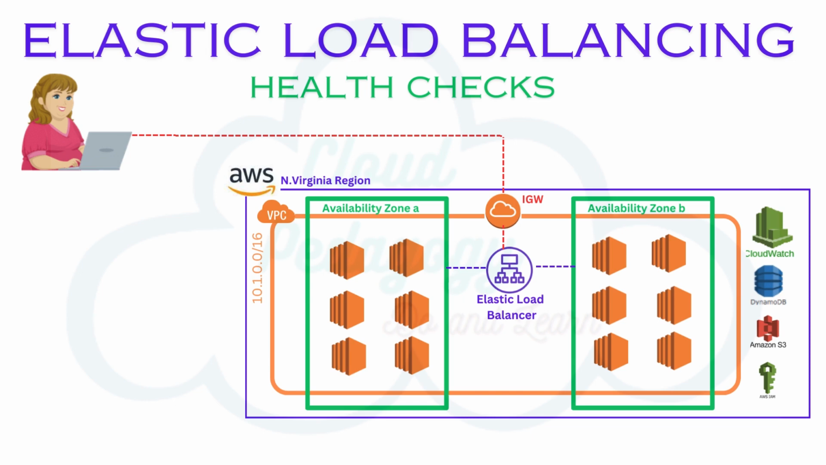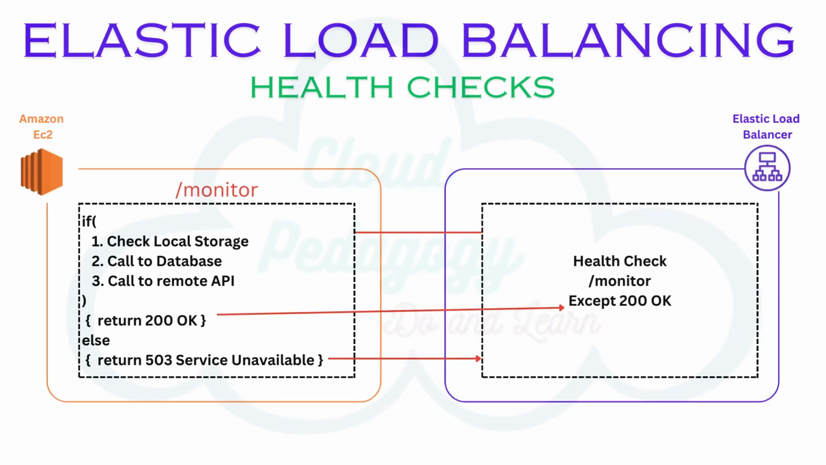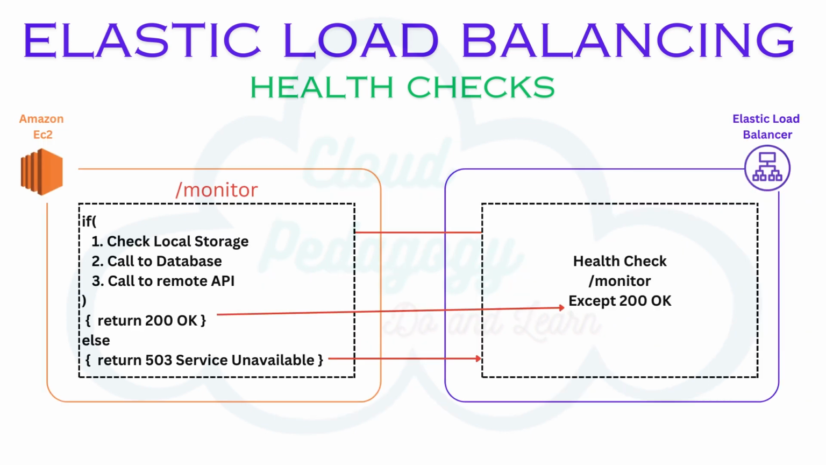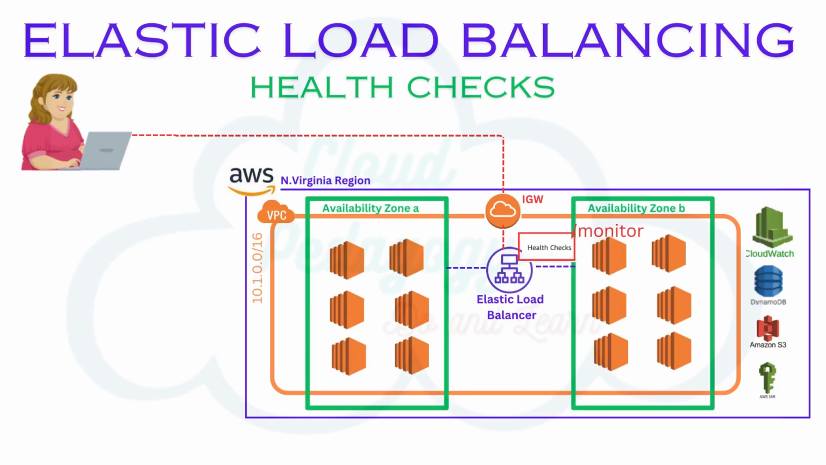One way to do that would be to create a monitoring web page like /monitor that will make a call to the database to ensure it can connect and get data and make a call to S3. Then you point the health check on the load balancer to the /monitor page. After determining the availability of your new EC2 instance, the load balancer starts sending traffic to it.